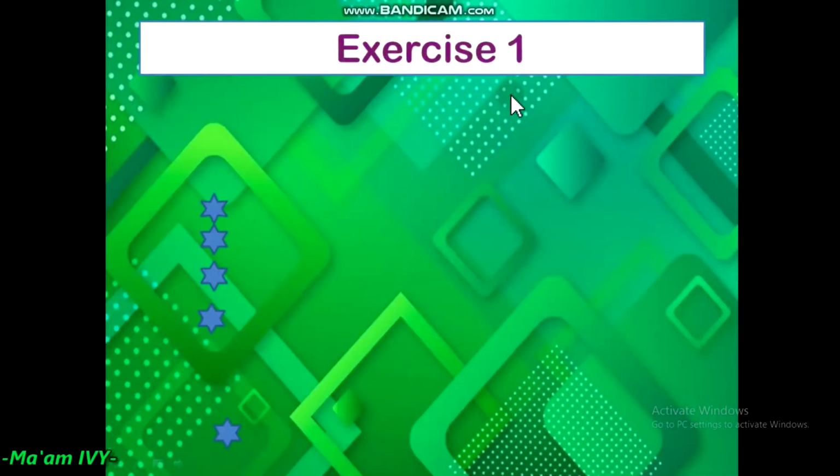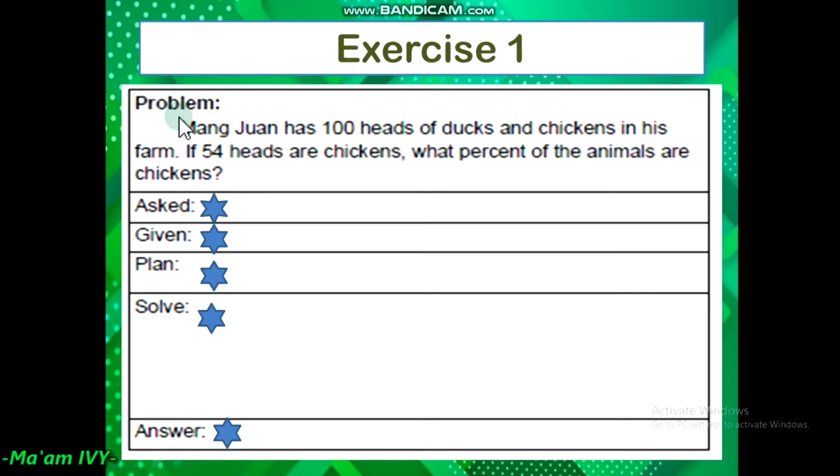So we have here exercise 1. You have there the problem: Mang Juan has 100 heads of ducks and chickens in his farm. If 54 heads are chickens, what percent of the animals are chickens? Look back on our example on how to solve this problem. You're going to write what is asked, what are given, and then you plan, then solve, and write your final answer.